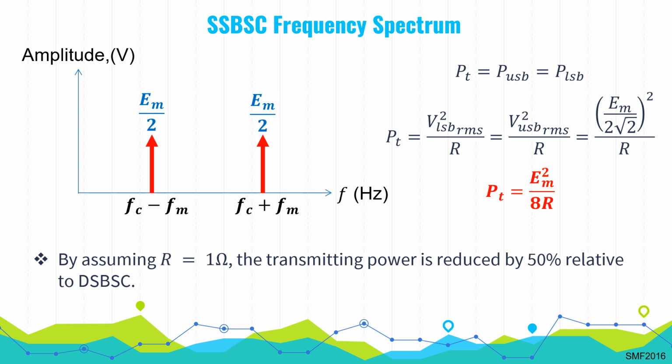Let's analyze the power distribution in SSBSC. In SSBSC, the total transmitted power, P sub t, is concentrated in one sideband, either the lower sideband, LSB, or the upper sideband, USB. The power in each sideband can be expressed as P sub USB, which is equal to P sub LSB, which is equal to V sub LSB RMS squared divided by R, which is equal to E sub m divided by 2 square root of 2, all squared, divided by R. Thus, the total power is P sub T is equal to E sub m squared divided by 8R. If we assume R equals 1 ohm, the transmitting power in SSBSC is reduced by 50% compared to DSBSC. This is because only one sideband is transmitted, making SSBSC even more efficient.